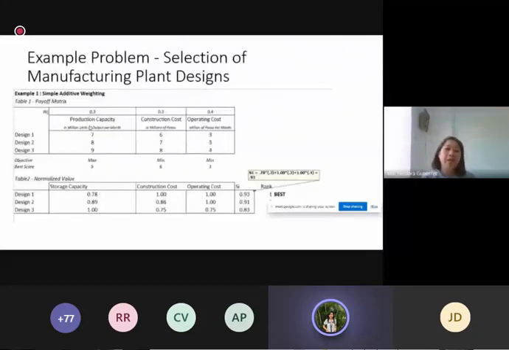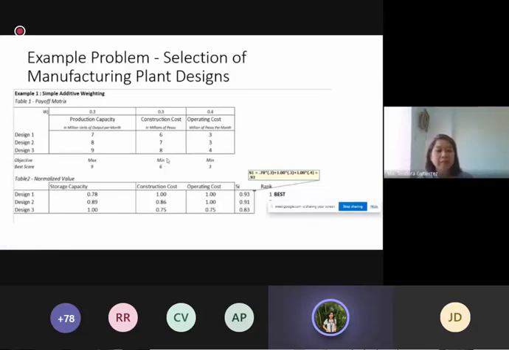So let's have an example problem. Suppose a company would like to build a new manufacturing plant and they come up with these 3 designs and they gave the 3 criteria. So we have parameters or performance scores of these designs to each of the criteria. And we see that production capacity is the maximized objective. We want to maximize the capacity and at the same time minimize the cost, operating cost and construction cost.